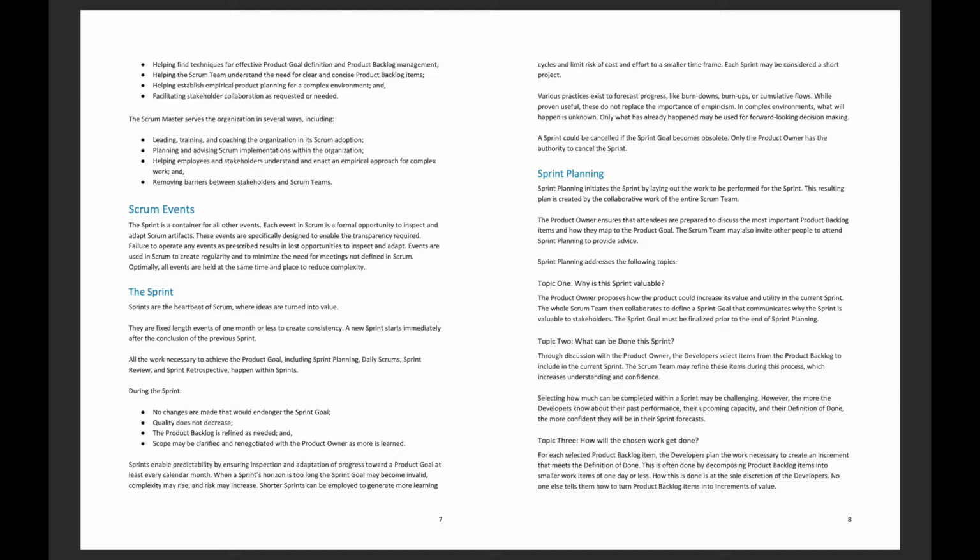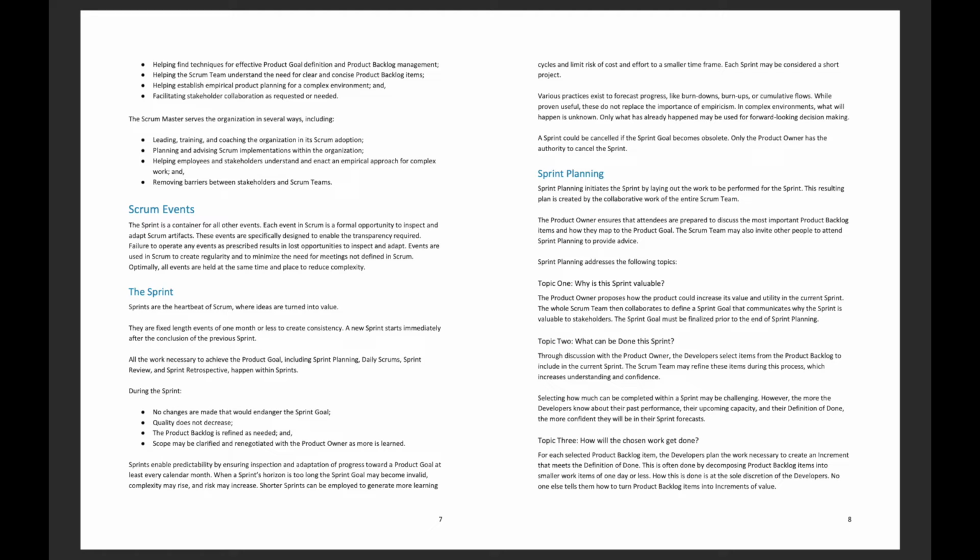Sprint planning addresses the following topics. Topic 1. Why is the sprint valuable? The product owner proposes how the product could increase its value and utility in the current sprint. The whole Scrum team then collaborates to define a sprint goal that communicates why the sprint is valuable to stakeholders. The sprint goal must be finalized prior to the end of sprint planning.